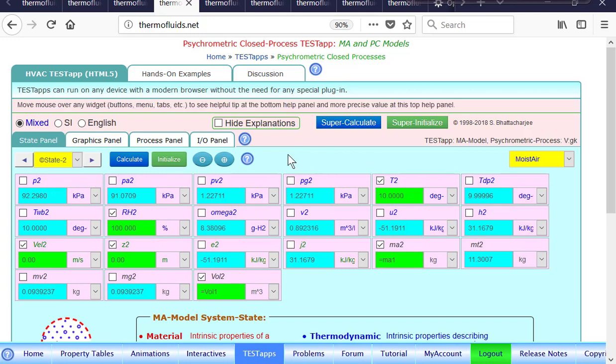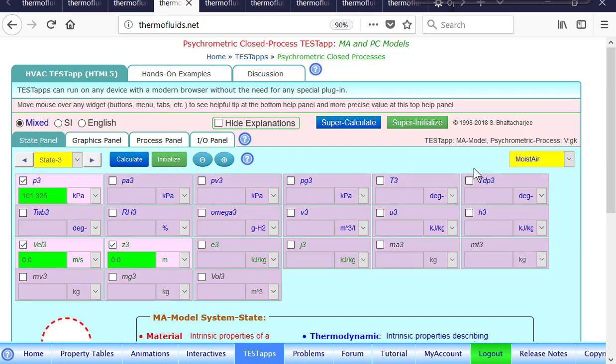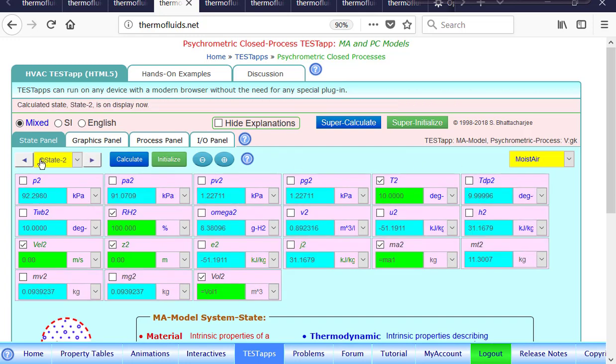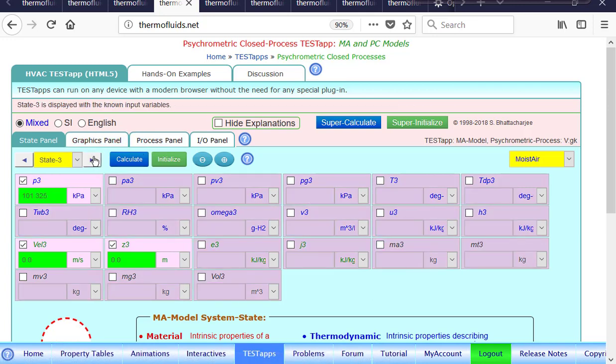Okay, now let's go to state 3. Well, by the way, to confirm that water must have condensed out, see the mass of vapor is now 0.093 and in state 1 it was 0.273. So obviously the air is holding much less water vapor and some must condense out. So let's say state 3 is our water condensate.